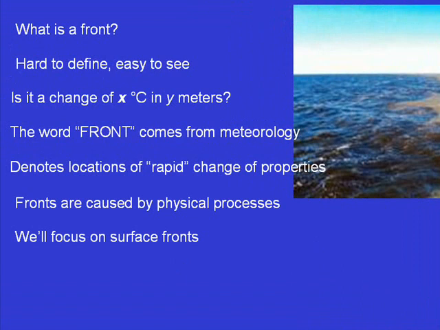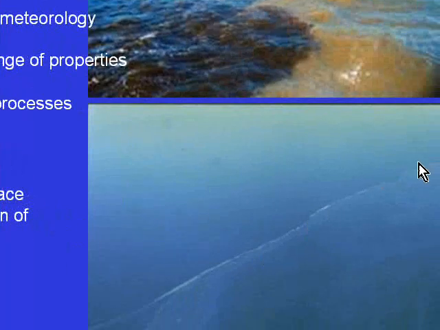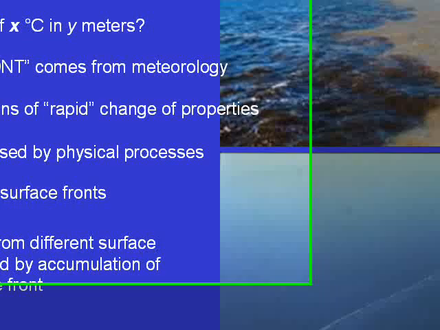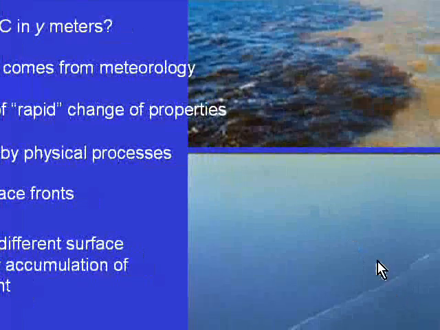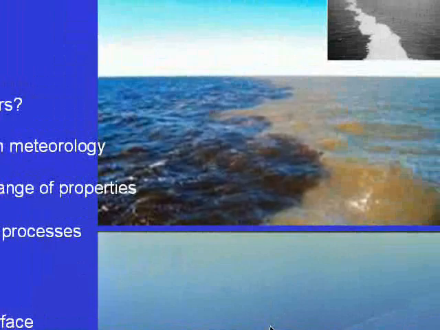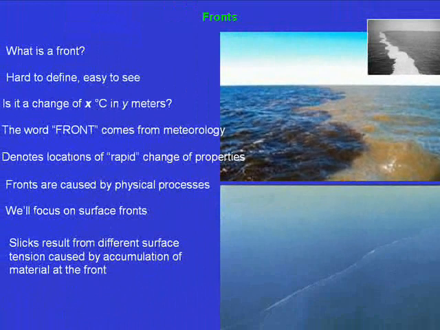We're going to talk about surface fronts today only. As you can see in that picture also of this nice slick that is formed by different surface tension between the two water masses, and that change in surface tension is caused by the accumulation of material at the front. So in the ocean, we tend to see fronts at the surface, or surface fronts, because there is a mark, a line on the surface of the water, typically.